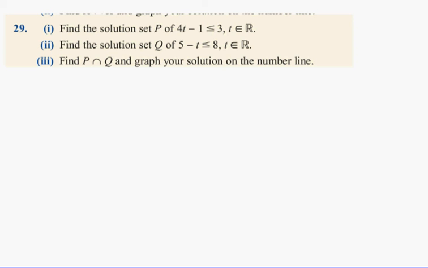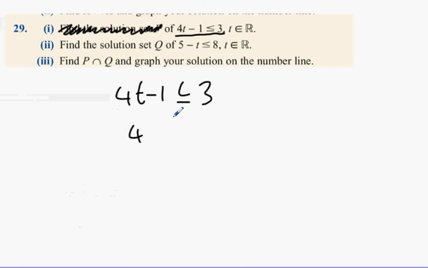Okay, so it gives you an inequality, and what it just says is that this represents P. So, in essence, Keane, I'm not even looking at that. I'm just looking at that. Okay? And I'm going, okay. Instead of x's, they have t's, don't they? So it's going to be 4t minus 1 less than or equal to 3.